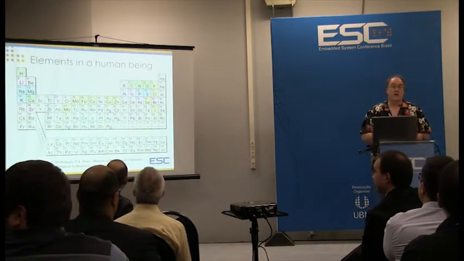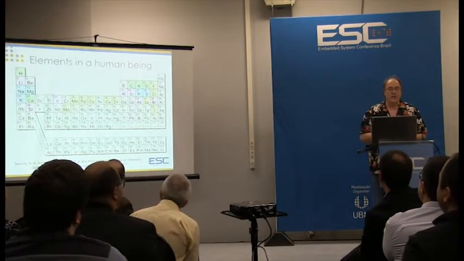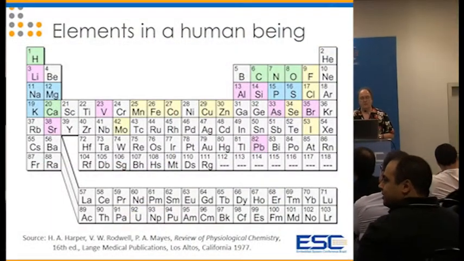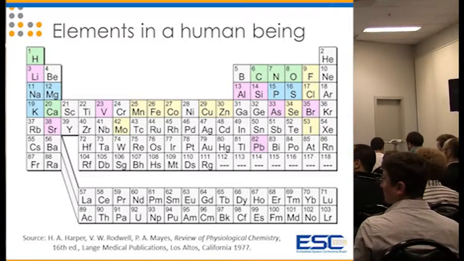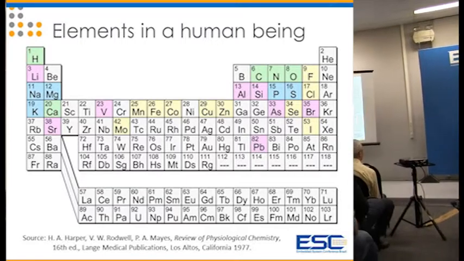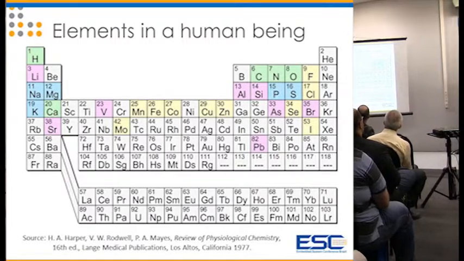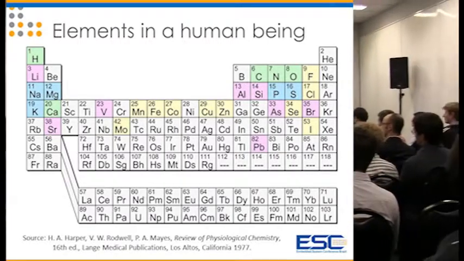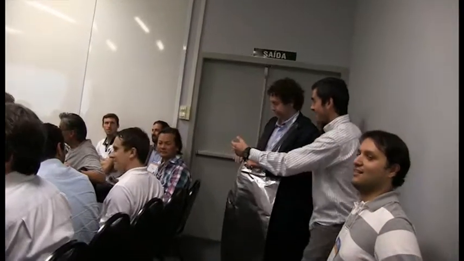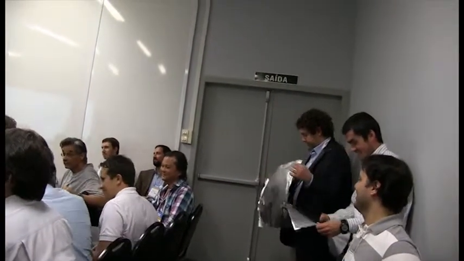Interesting chart. This is just apropos of nothing at all. The elements in a human being. The five green elements are the most common elements in a human being. The blue, shown here, are the next most common elements. The yellow are trace elements. And the pink are minimal trace elements. When you look at the total amount of elements, there's not that many of them that we need to make something as magnificent as myself and my shirt.